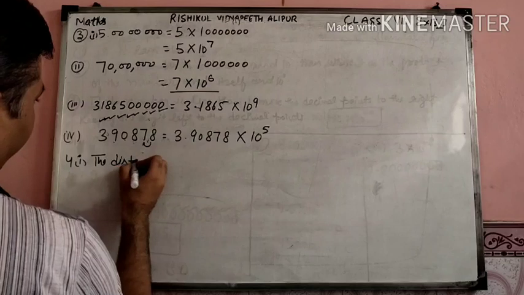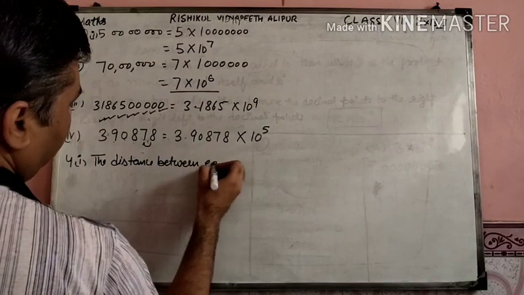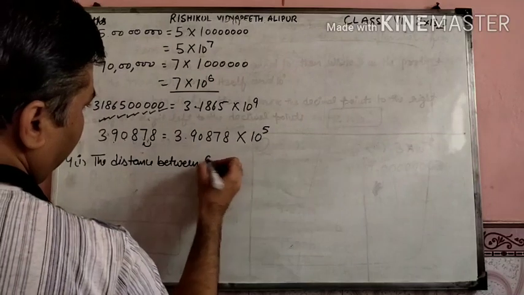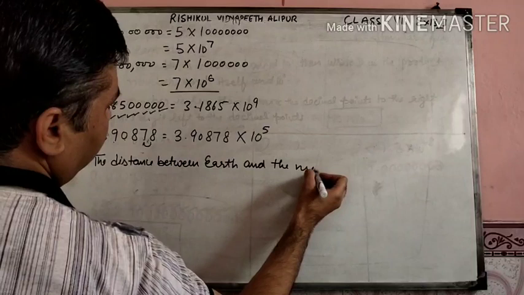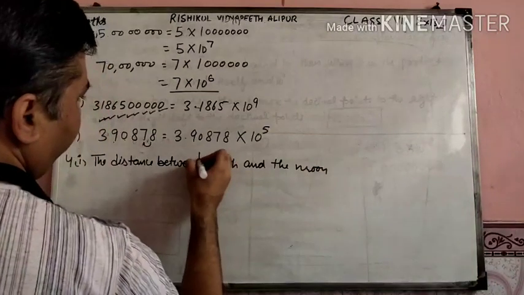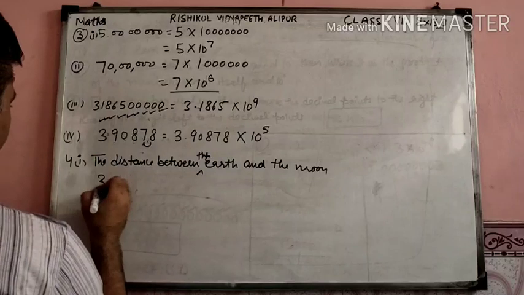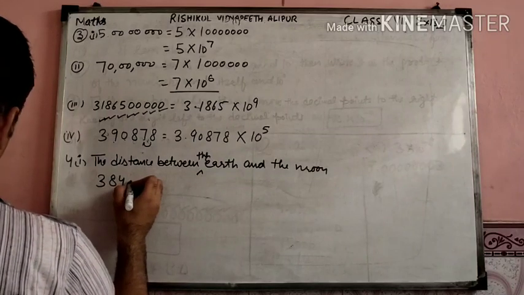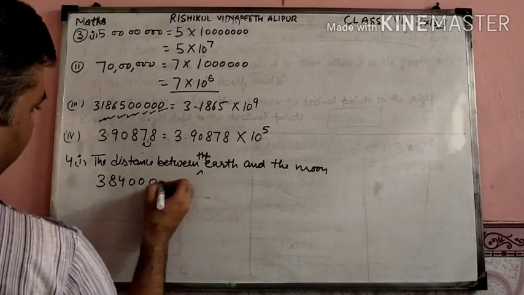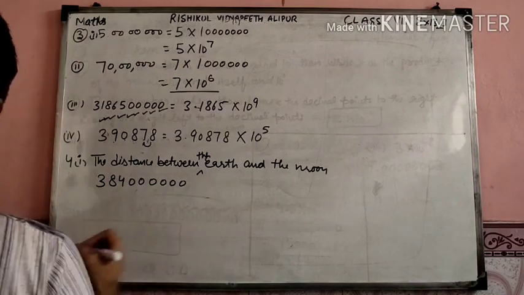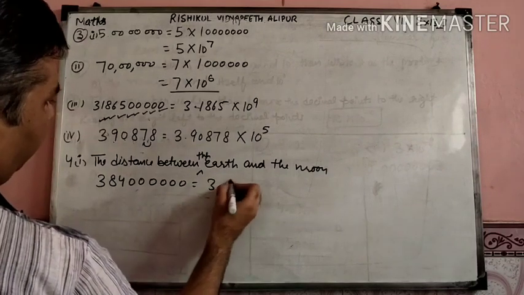The distance between Earth and the Moon. The distance between the Earth and the Moon. What distance is given? This is 384. And how many zeros are there? 6 zeros. 1 2 3 4 5 6. You have to write it in standard form. How will you write? 3.84.